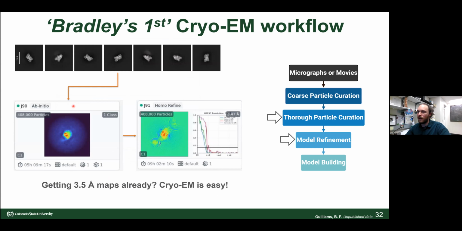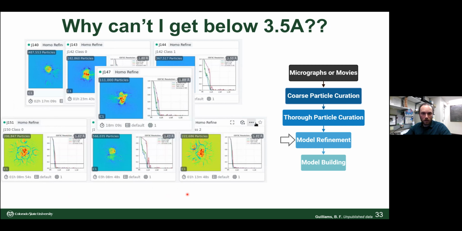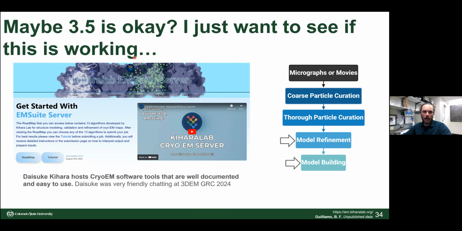Okay, so I take these, I get an initial structure, I do a homogeneous refinement, and wow, I'm at 3.5 angstrom. Cryo-EM is easy. This is great. I'm having a great time. Then I can't get below 3.5 angstrom. Okay, that's fine, right? Maybe 3.5 angstrom is okay for right now. I'm sort of blindly pushing ahead here. I just kind of want to see the end goal here.